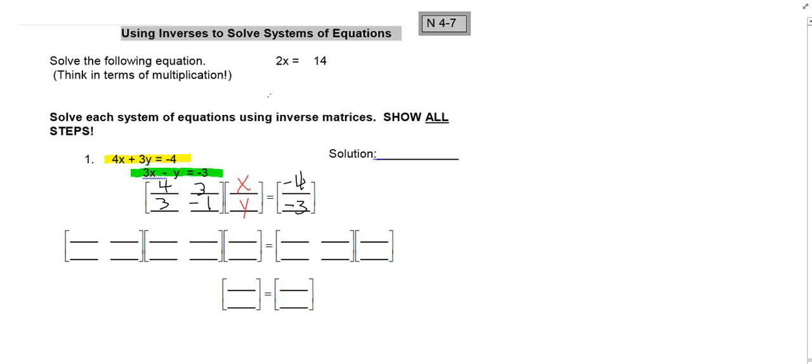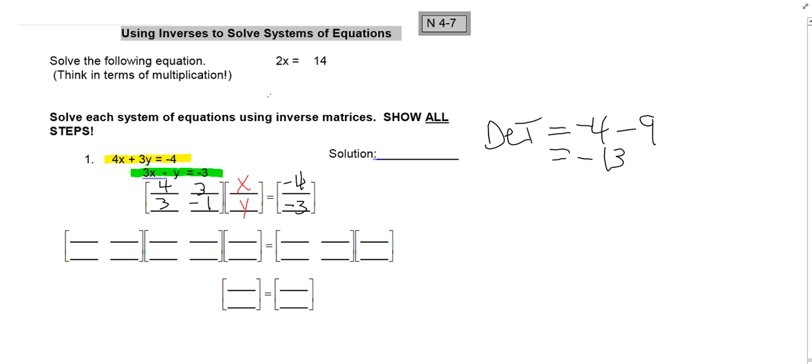So what's the first step in finding the inverse? Well, we have to find the determinant first, right? So what's the determinant of our matrix? We have 4 times the -1, which equals -4, minus 3 times 3 is 9. So that would equal that quantity -13. So that's the value of the determinant of this matrix.